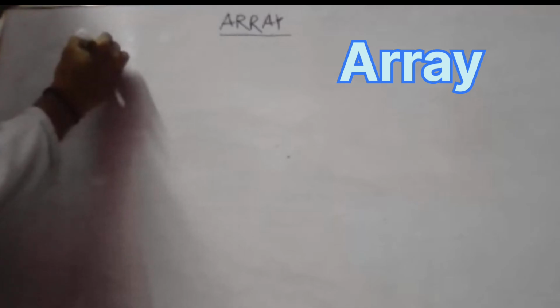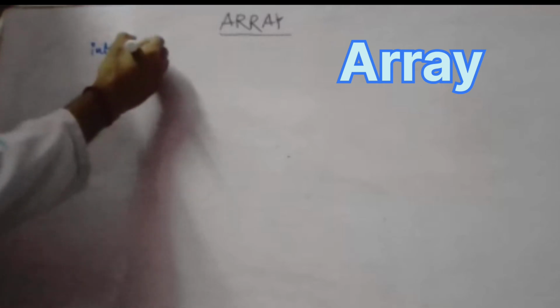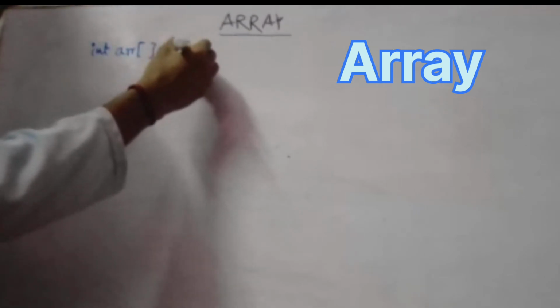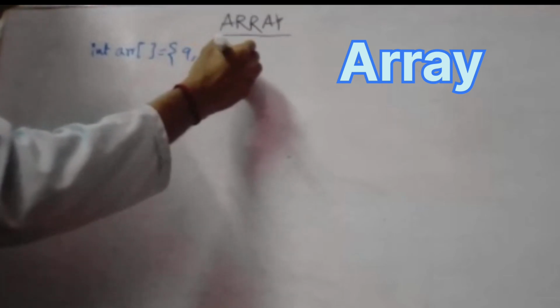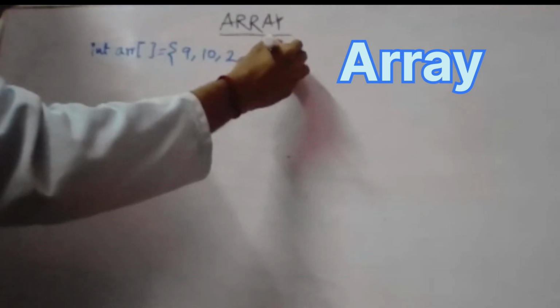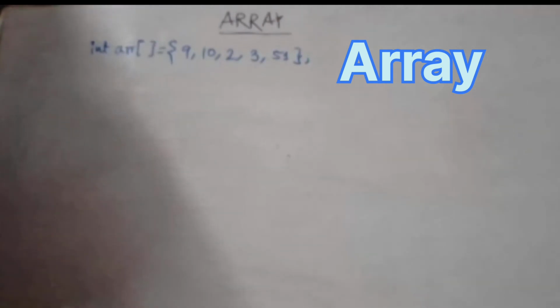Now we're going to use a for loop, while loop, or do while loop to access the entire array. Let's define an integer array, with the array name ARR. Now we're going to put values like 9, 10, 2, 3, 51. That's it. Then we have defined and initialized our integer array.